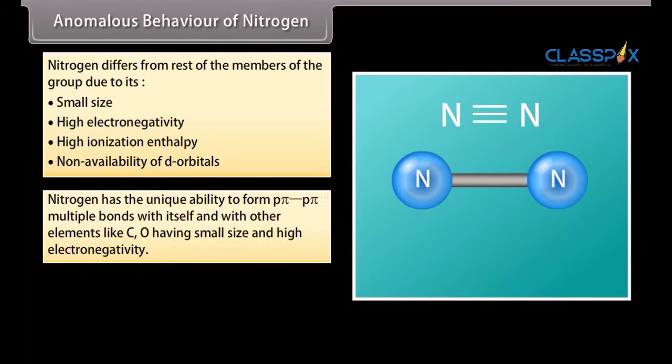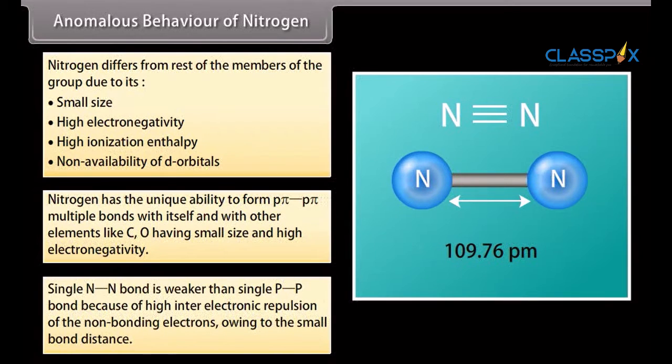Nitrogen has the unique ability to form pi-pi multiple bonds with itself and with other elements like carbon and oxygen, having small size and high electronegativity. Thus, nitrogen exists as a diatomic molecule with a triple bond between the two atoms, having high bond enthalpy 941.4 kJ per mole.